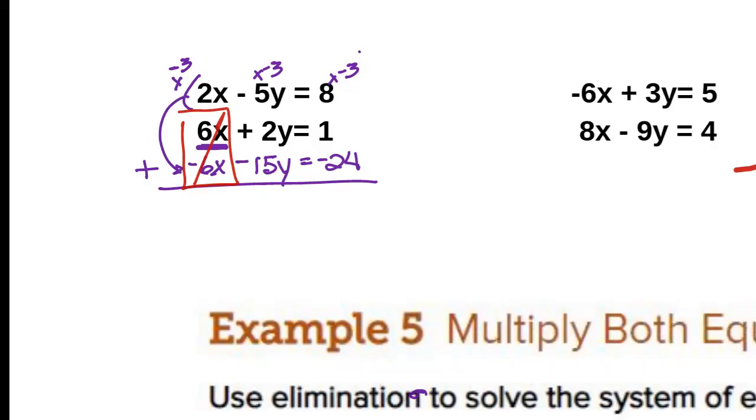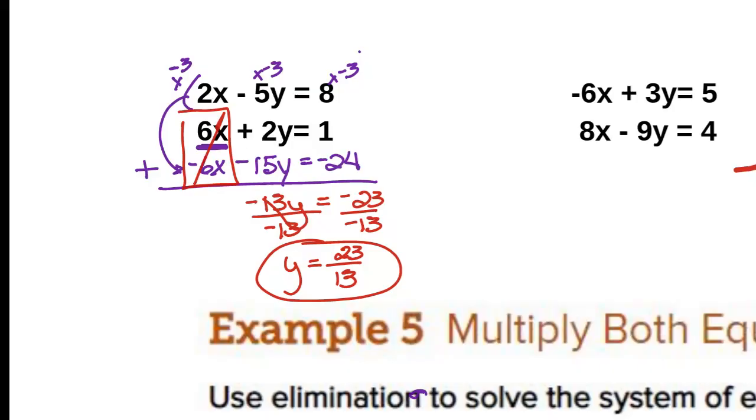2y and negative 15y is negative 13y. That is equal to 1 plus negative 24, which is negative 23. Divide by negative 13, divide by negative 13. Y is, negative divided by negative is a positive 23/13. This is not the whole problem, but we are really just focusing on eliminating one of the variables.